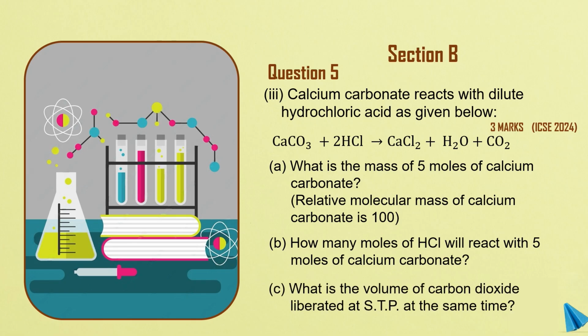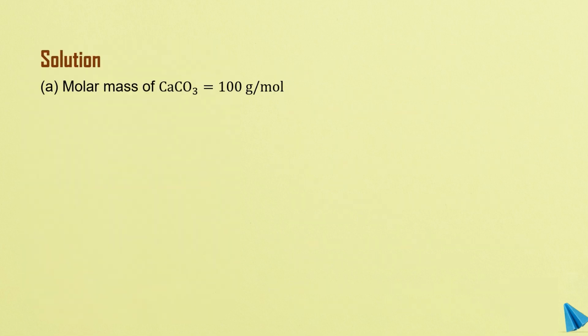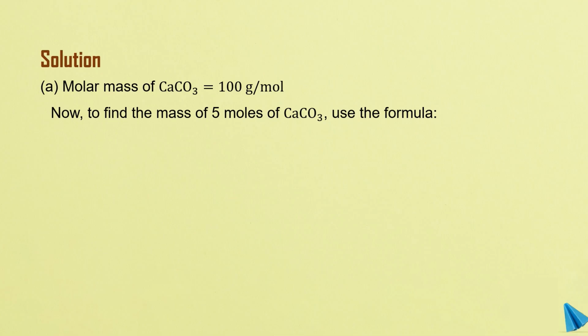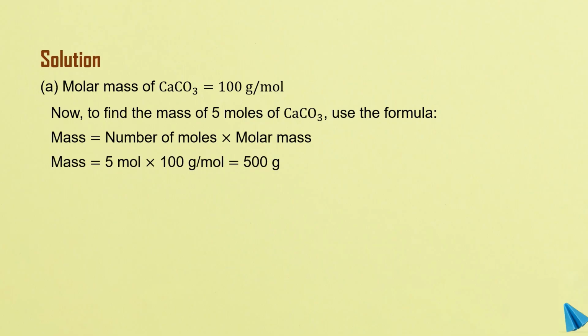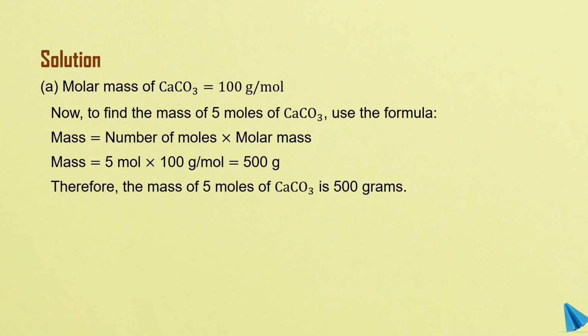The third question says, what is the volume of carbon dioxide liberated at STP at the same time? Let us see the solution. Molecular mass of CaCO3 is 100 gram per mole. Now to measure the mass of 5 moles of CaCO3, we use the formula mass is equal to number of moles multiplied by molar mass. So mass is equal to 5 moles multiplied by 100 gram per mole, which is 500 grams. Therefore, the mass of 5 moles of CaCO3 is 500 grams.